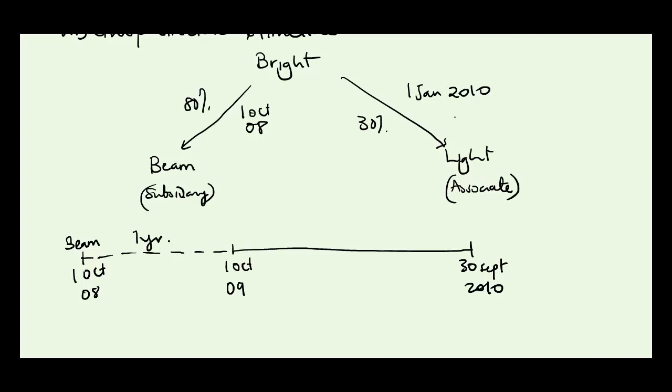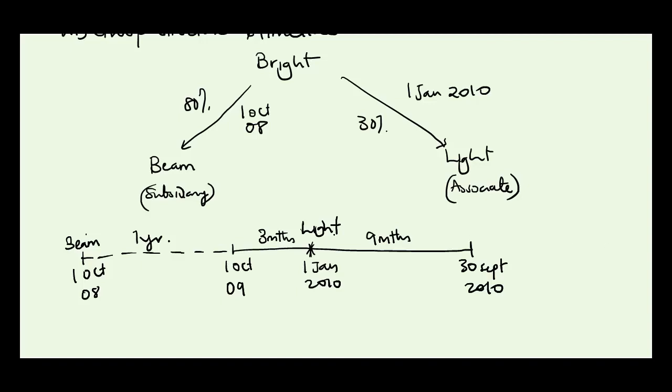While Light was acquired on 1st January 2010, meaning it was acquired somewhere here. 1st January 2010 is the date I acquired Light. So how many months pre and post acquisition? 3 months there. Therefore, this is 9 months post-acquisition for Light, while for Beam, it is a year ago, so 2 years up to our year end. Very well.